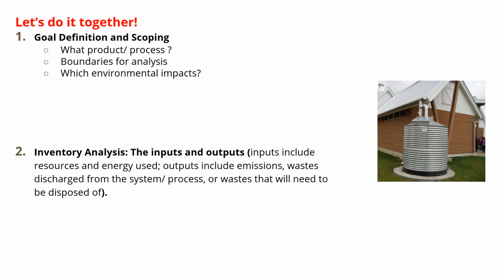Now the inventory analysis, so the inputs and outputs. Inputs include resources and energy use. The resources and energy used here would be aluminum, electricity, and any type of welding material needed to close up this barrel. And then outputs would be the same as our impacts. So what we're looking for is global warming potential and ecotoxicity to water.